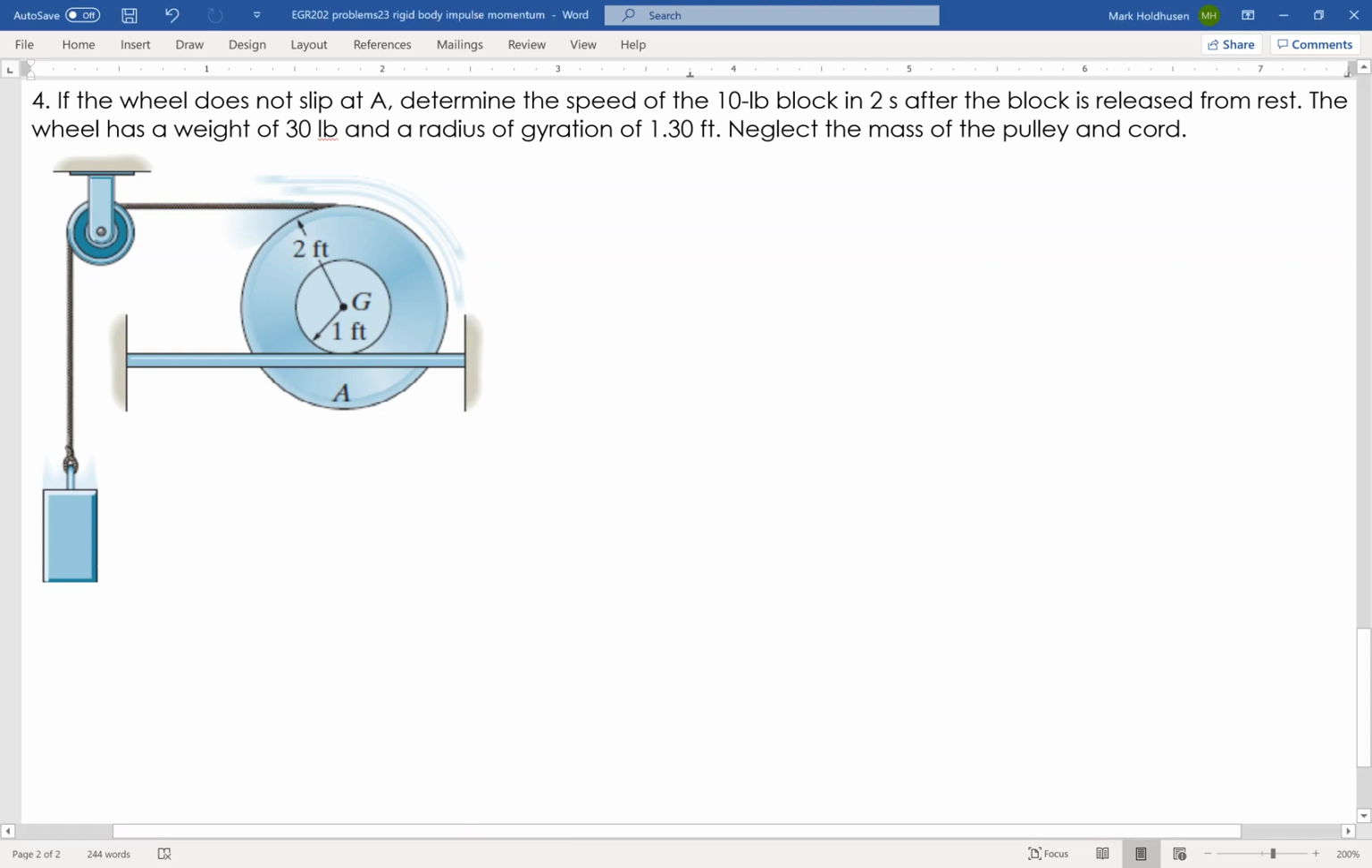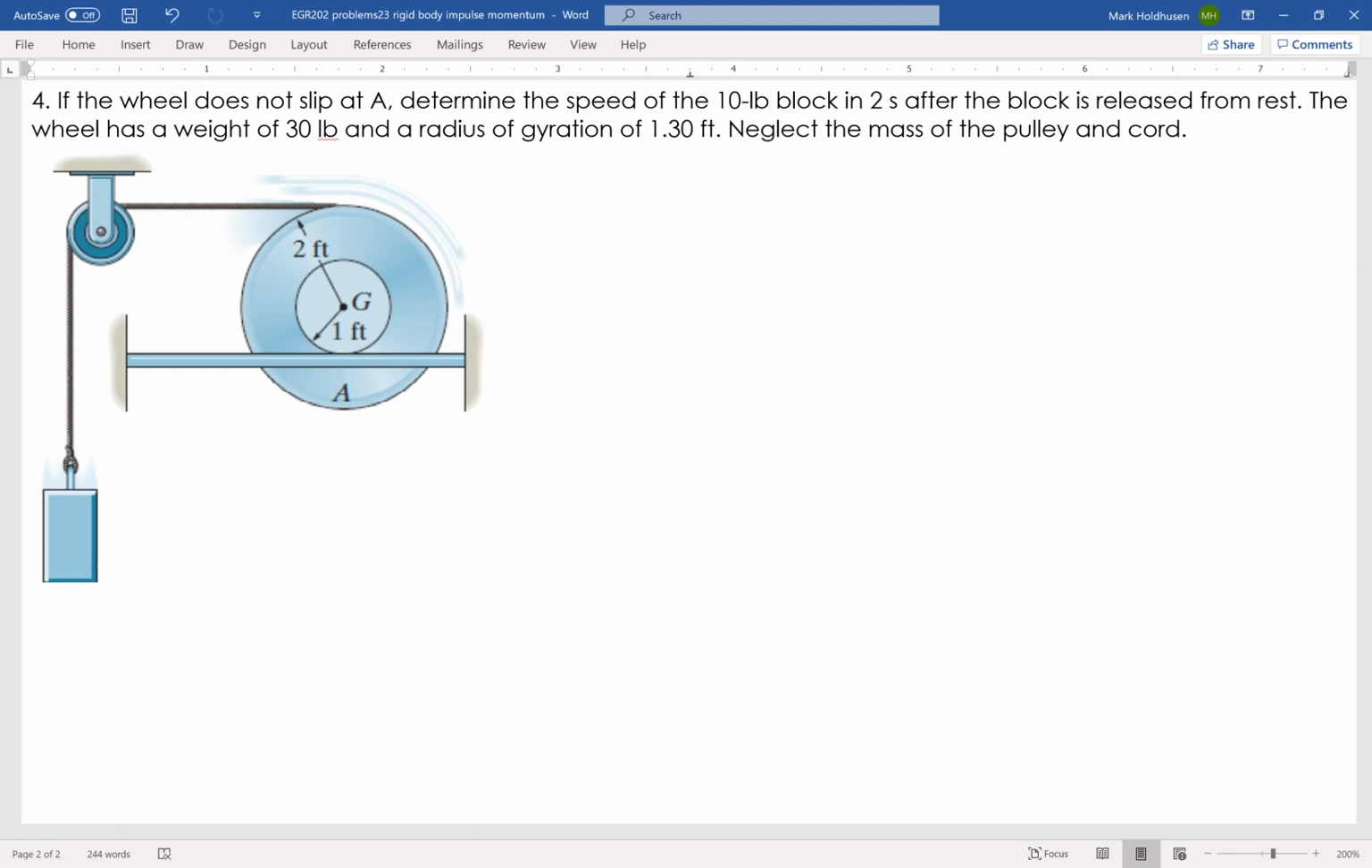Okay, so what I've got here is a wheel. It's not slipping at A. I want to find the speed of the 10 kilogram block after 2 seconds when everything's released from rest. The wheel has a weight and a radius of gyration given. So again we've got time and velocity, so we're going to use momentum.